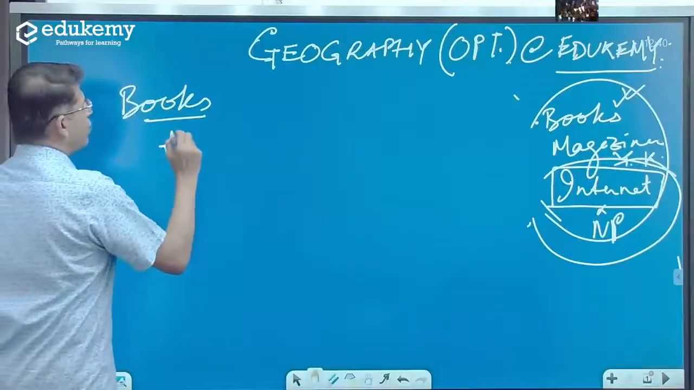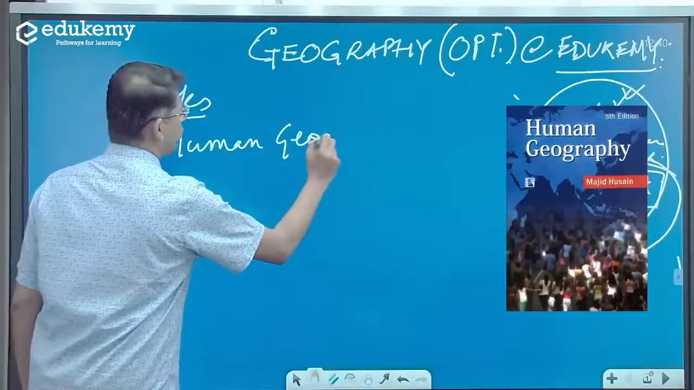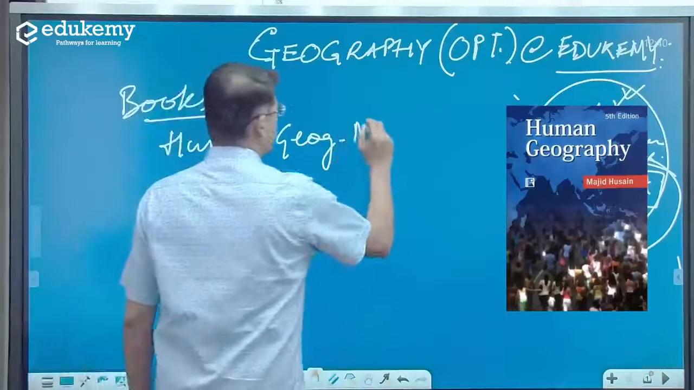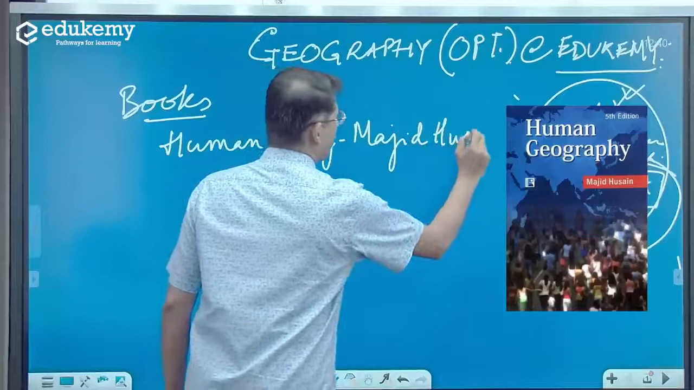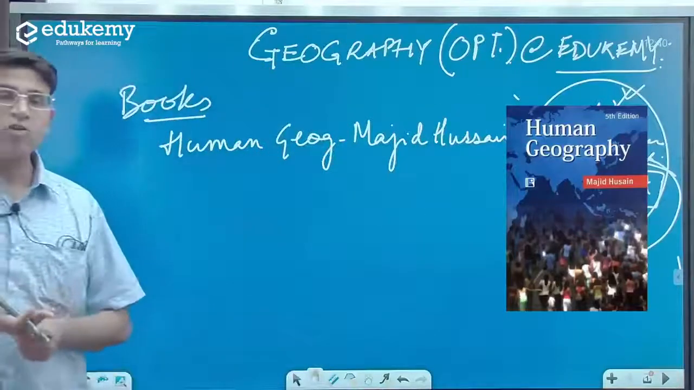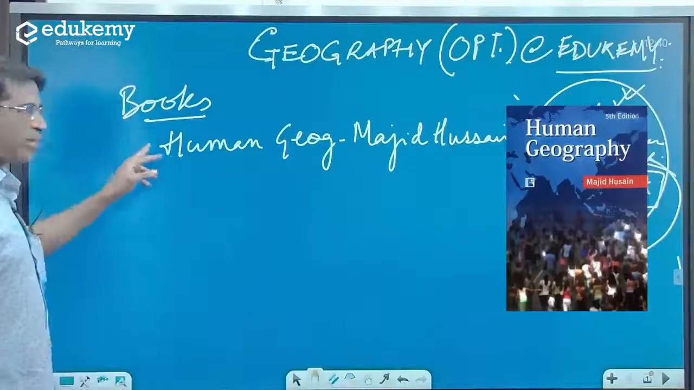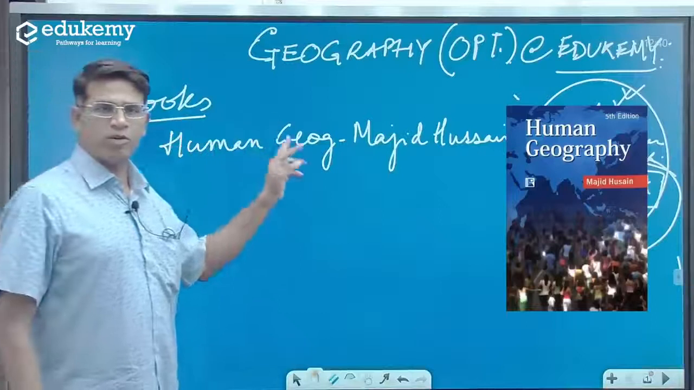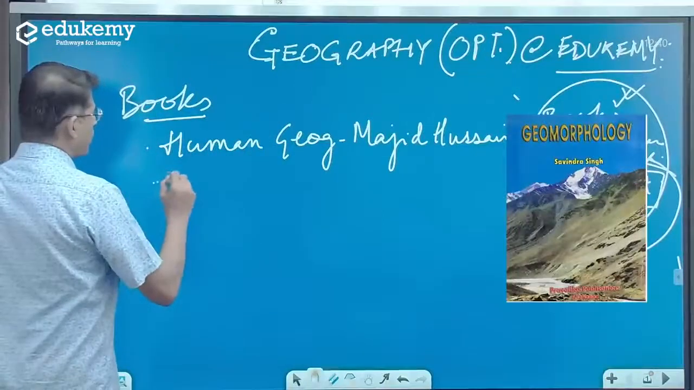You need human geography. You need the human geography textbook by Majid Hussain. In fact, August 6th class, when we start off the new batch, I'm starting with population geography. So this is a must book for population geography. Human geography by Majid Hussain.